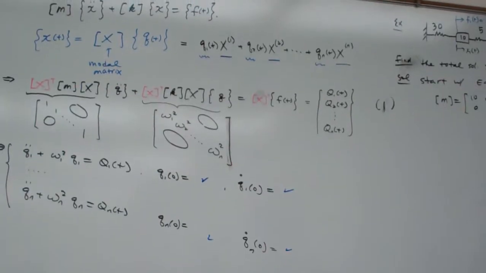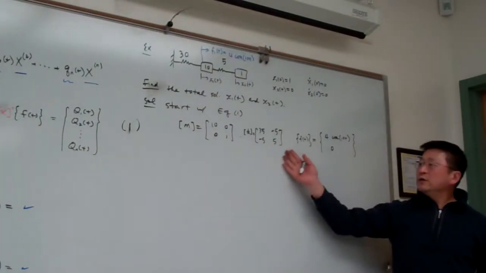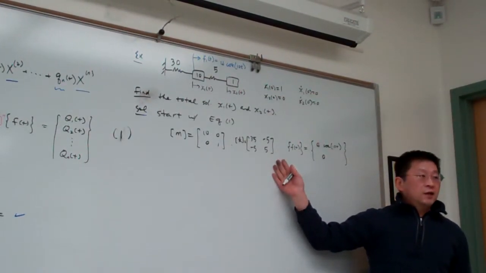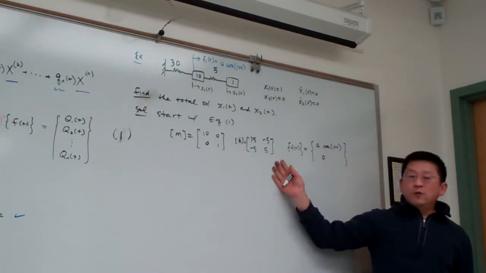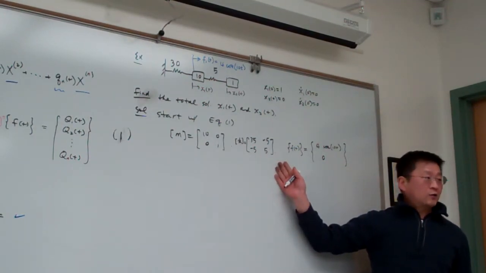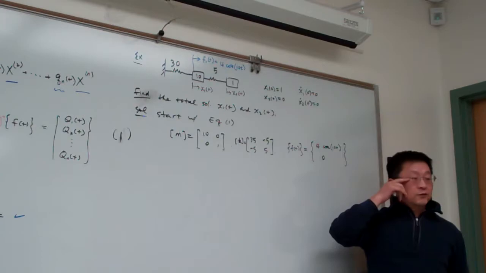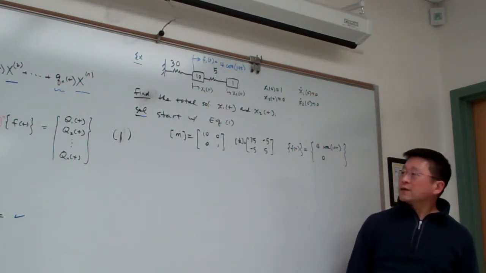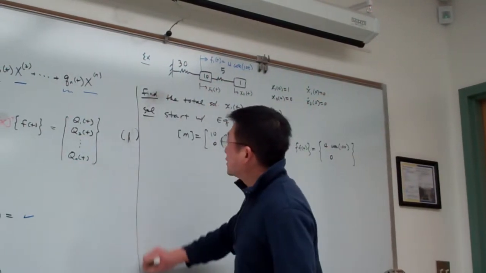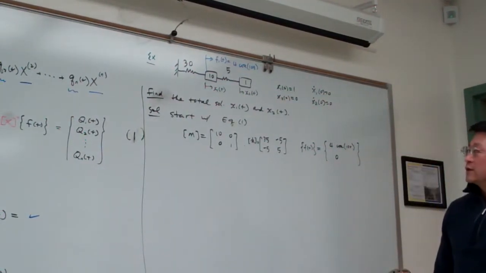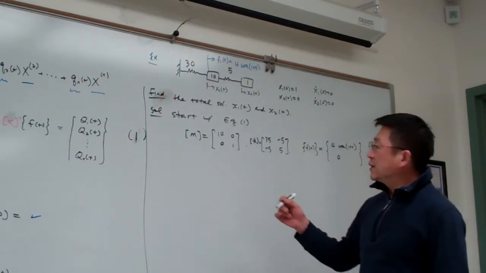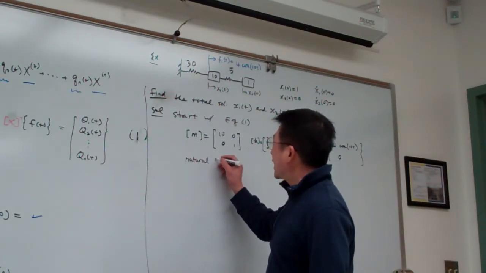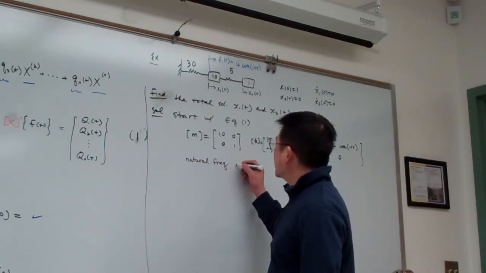If you do not feel comfortable with this, then you need more exercise on how to derive the equation of motion for multiple degree of freedom systems. You can refer to the very beginning of this topic. And then the next step is to solve for the natural frequencies, which we have done last time. So let me directly copy it.